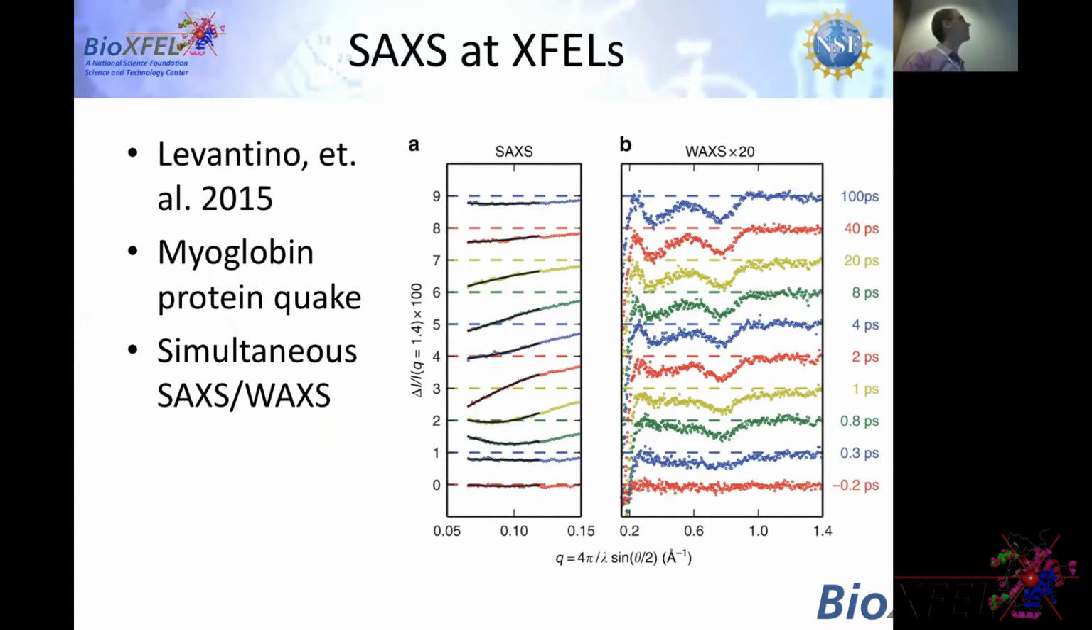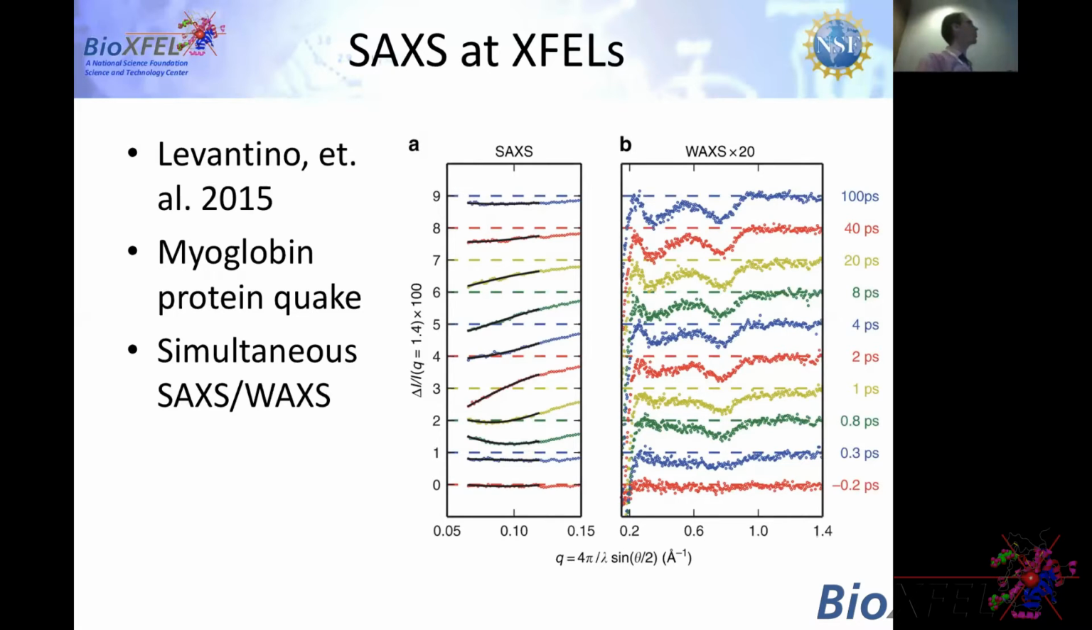So one of the potential criticisms of the previous study was that they had put so much light on the sample that it was essentially not physiological. Essentially, this is not 1 photon per protein. They were just bombarding it with energy. And so what Levantino did is something similar, but with myoglobin, where they actually used a physiological amount of light and used SAXS to actually verify that this protein quake actually takes place.